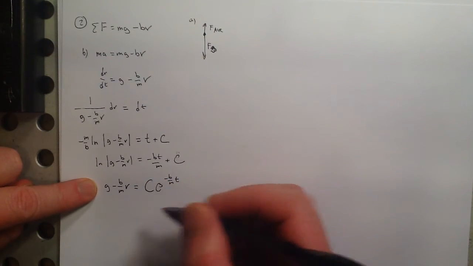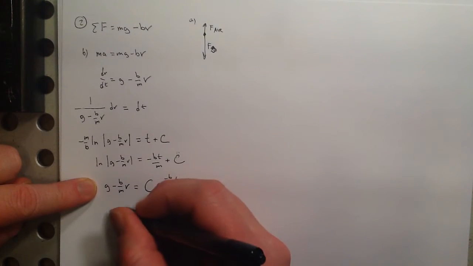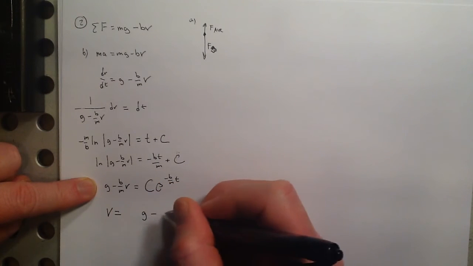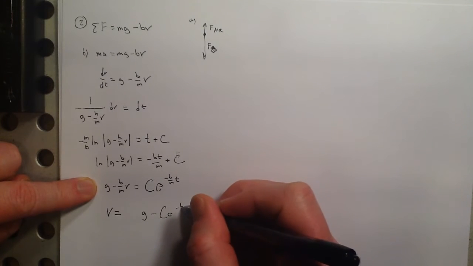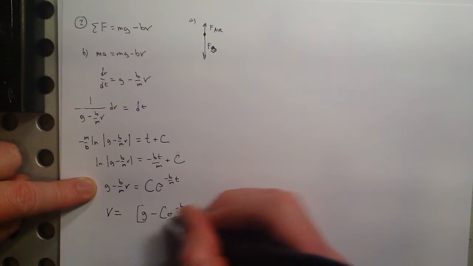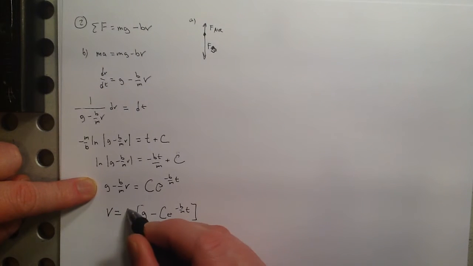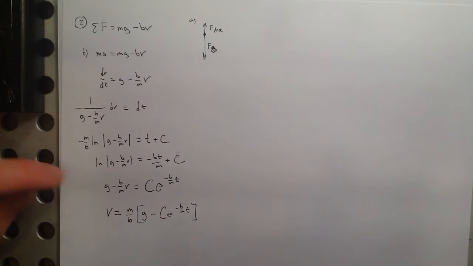So I would add this to that side, and I would get b over m times v is equal to g minus c e to the negative b over m t. And then I would divide both sides by b over m, which is the same as multiplying by m over b. So there it is, but I haven't solved for c.